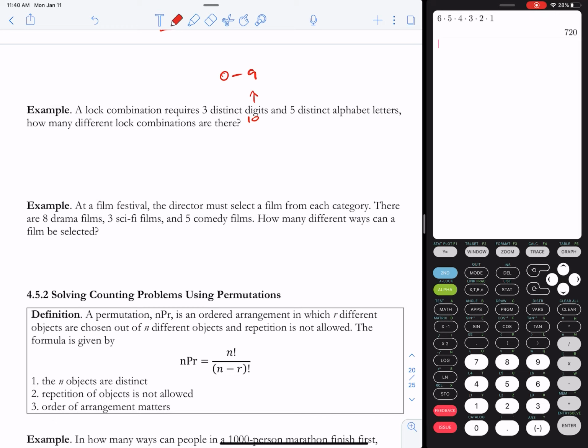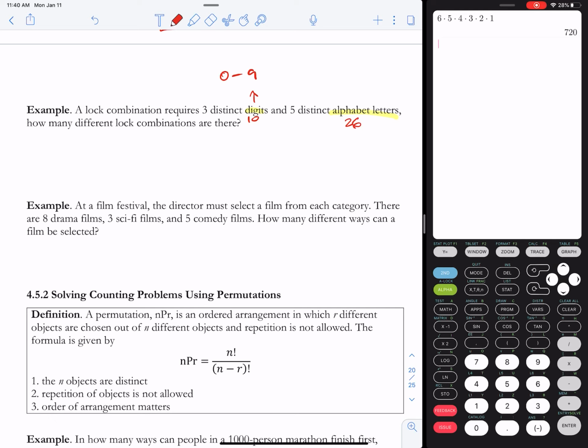Let me highlight that, and then this is important. We're going to assume, we'll just keep that there's 26 alphabetic letters. I know there's capital case, lowercase, things of that nature. Just keep it at 26 to make things simple. And it's asking us again, how many different lock combinations are there?